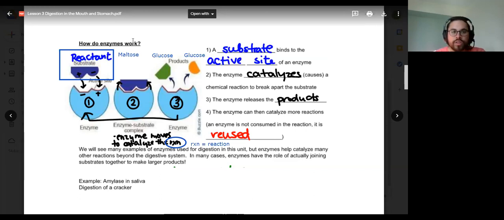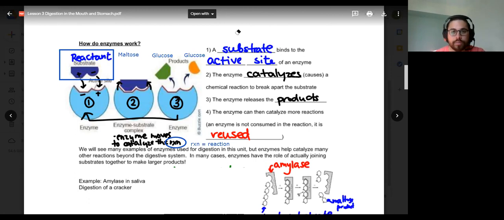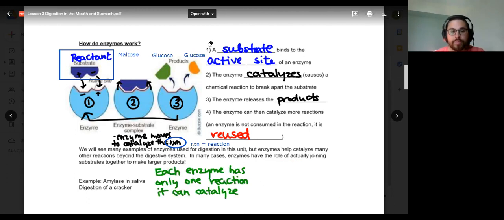All righty. So some other concepts that I want to discuss with regards to enzymes: we see a lot of examples of enzymes in this unit with regards to digestion, but like I alluded to earlier, enzymes are responsible for so many reactions beyond the digestive system. In many cases, enzymes are very important at joining substrates together to make larger products. As you look at grade 12 biology, you'll learn about some ideas with regards to that, but we'll look at one here today. So amylase in saliva will help with digestion of, I want to scroll down a little bit here. And then we'll look at the swallowing reflex as our last component.